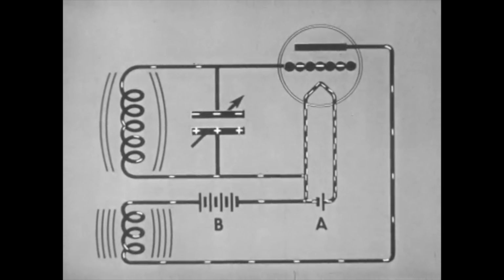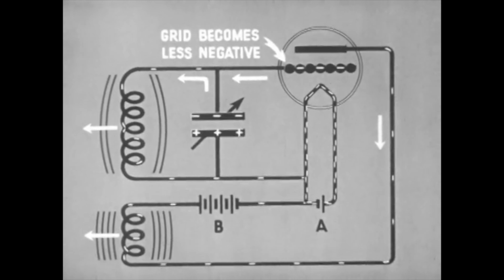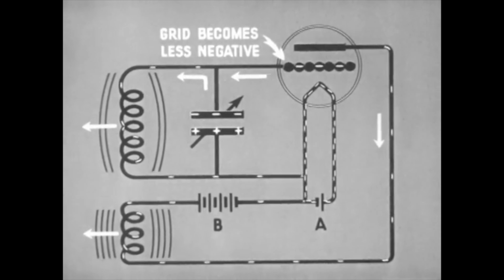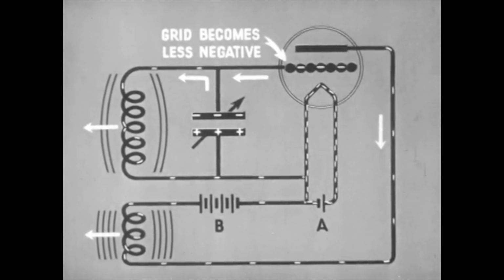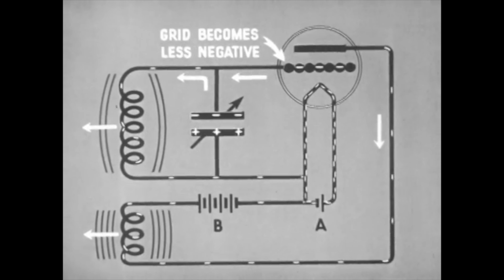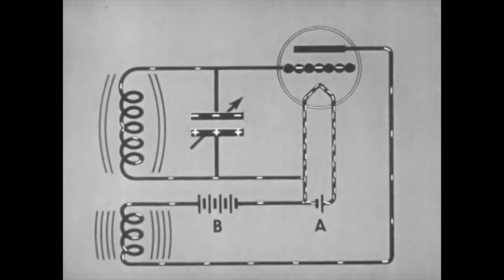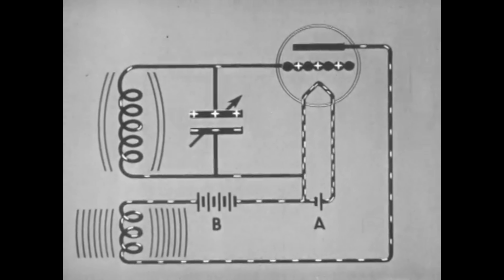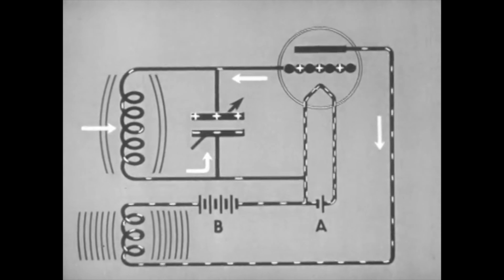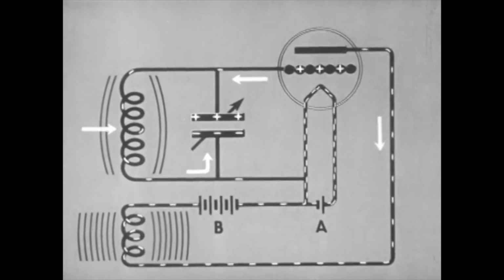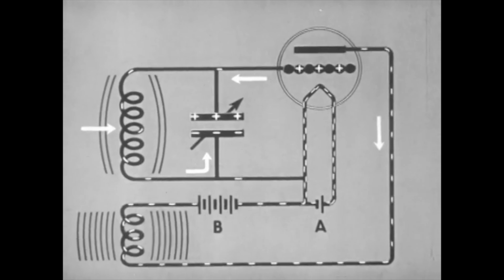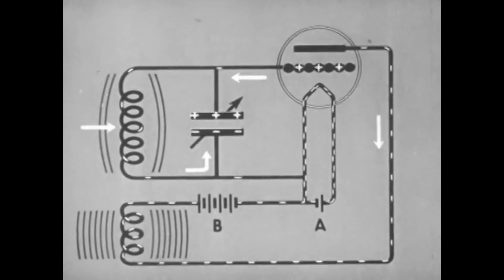As the plate coil field builds up, electrons flow away from the grid. Thus, the grid becomes less negative and more plate current flows. When the plate current reaches maximum, there is no change in the field, hence no current is induced in the grid coil. The field of the grid coil collapses and helps to charge the condenser.